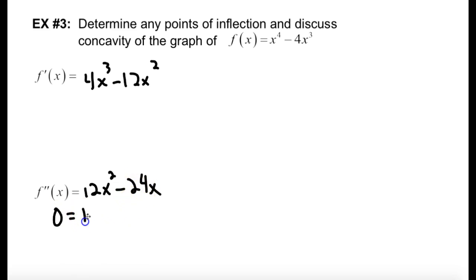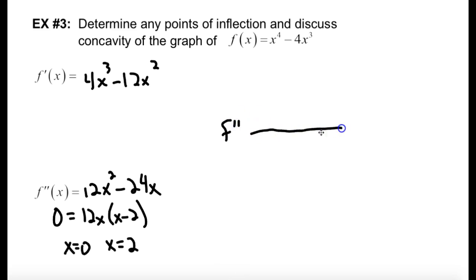I can factor out a 12x, and I'm just left with x minus 2. So now I can set each of these factors equal to 0. This one would give me x equals 0, and this one would give me x equals 2. So those are my two possible points of inflection, and I'm going to put those two values on my sign chart for the second derivative.